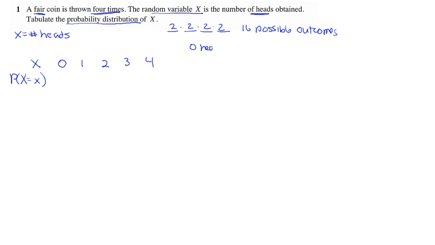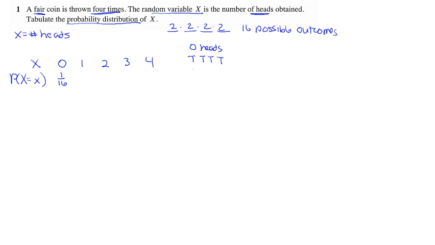For example, for 0 heads, how many different ways could that happen? Well, there's only one way: tails, tails, tails, and tails. Each one of those tails has a probability of 1/2 coming up. 1/2 to the 4th power is 1/16. And so I've got my first probability, for 0 heads.